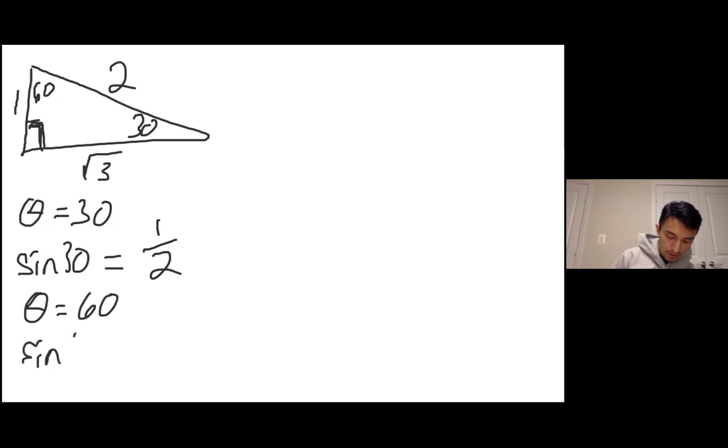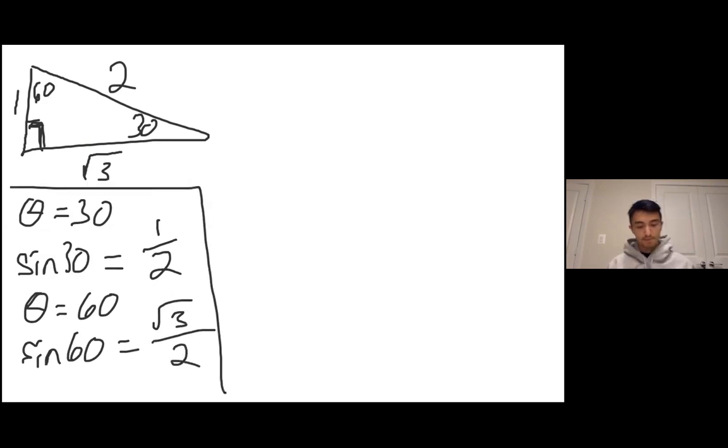Let's say theta is now 60. Well, now we can say that the sine of 60 is opposite of 60, in this case, is square root of 3. And of course, the hypotenuse is the same, so it's 2. So now sine of 60, we can always say square root of 3 over 2. So that's the sine. Cool? All right, let's do cosine.